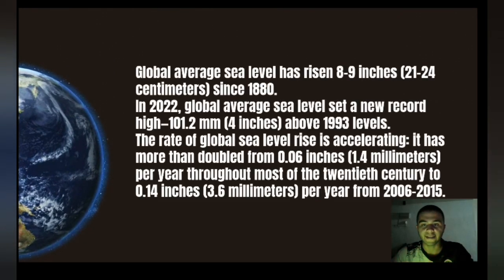Global average sea level has risen 21 to 24 centimeters since 1880. In 2022, global average sea level set a new record high, 101.2 millimeters above 1993 levels. The rate of global sea level rise is accelerating. It has more than doubled from 1.4 millimeters per year throughout most of the 20th century to 3.6 millimeters per year from 2006 to 2015.